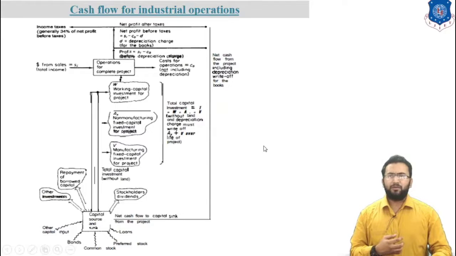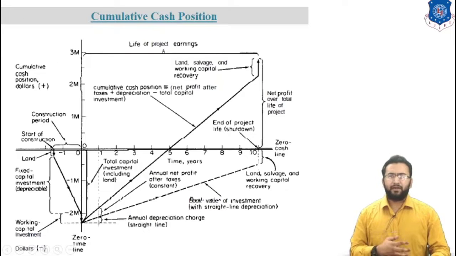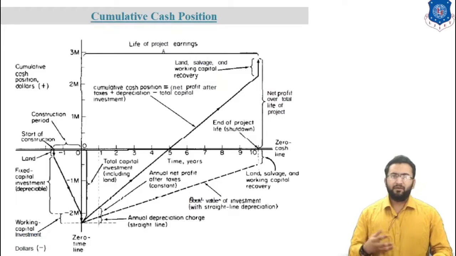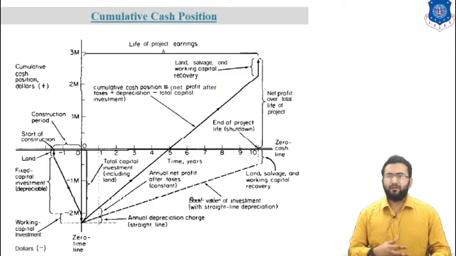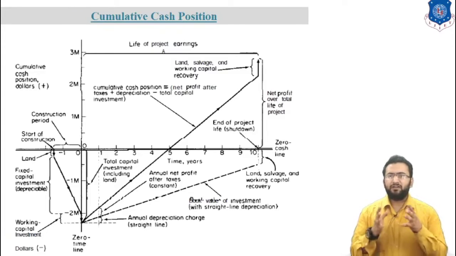Now let's talk about the cumulative cash flow diagram. This diagram shows the cumulative cash position of any industry. The time period chosen is the estimated life period of the project, and the time value of money is neglected. In the situation described in this diagram, land value is included as a part of total capital investment to clearly show the complete sequence of steps in the full life cycle of an industrial process.